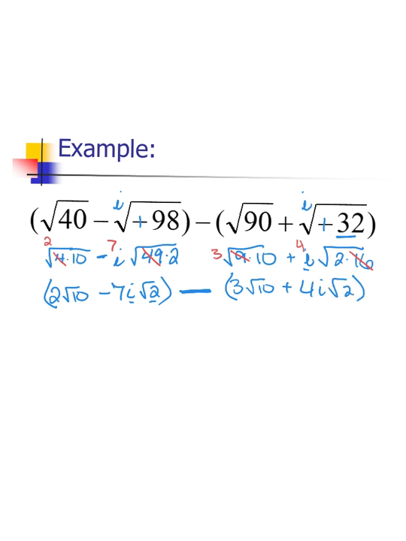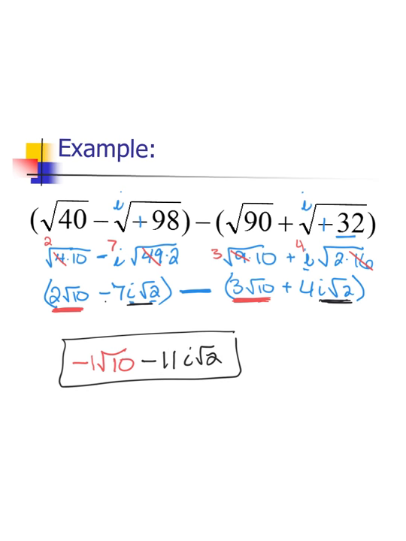And once again, we're just going to combine like terms. This one here is something with a radical 10, so is this. So 2 minus 3 is negative 1 radical 10. You can put the 1 here, you do not have to. Then if I look at this, this is an i radical 2. This is an i radical 2. So negative 7 minus 4 more is negative 11i radical 2. This is my final answer.